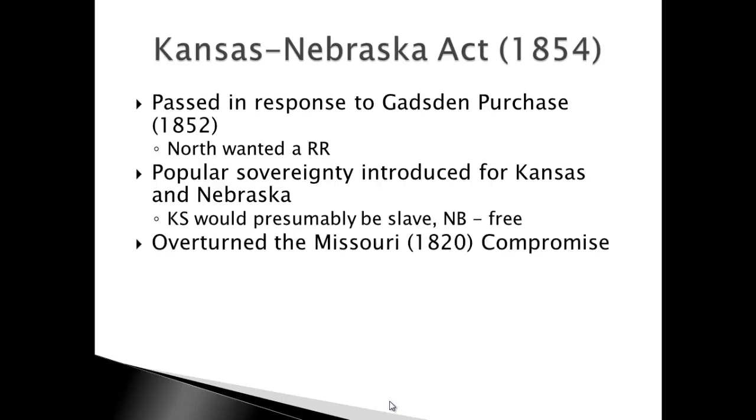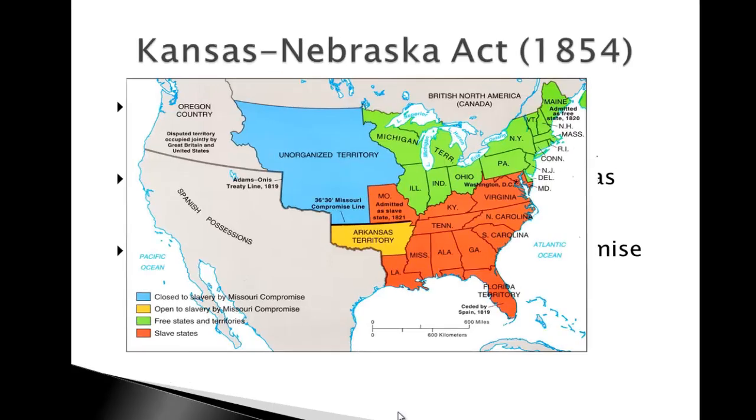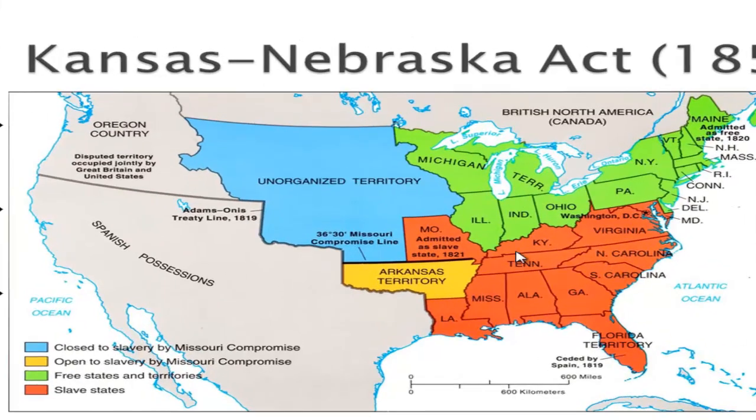Well, this was a problem for people living in the North, because this overturned the Missouri Compromise, or the Compromise of 1820. Both Kansas and Nebraska are above that 36°30' line, so they should have been free, but that is not the way it works with the Kansas-Nebraska Act. And this black line here, if you were to extend it all the way across, is that line of 36°30'. So this area here should have been free.